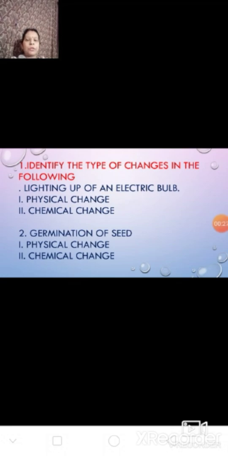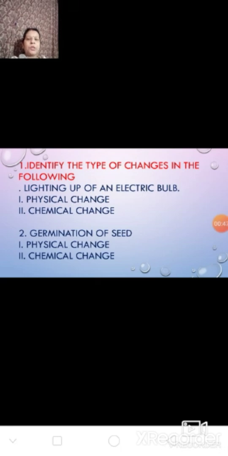Before starting, children, I will just tell you all the answers are there in the end. So you can just do your questions, write down the answers, and then you can check for your answers in the end. Question number 2, germination of the seed, whether it is a physical change or a chemical change.